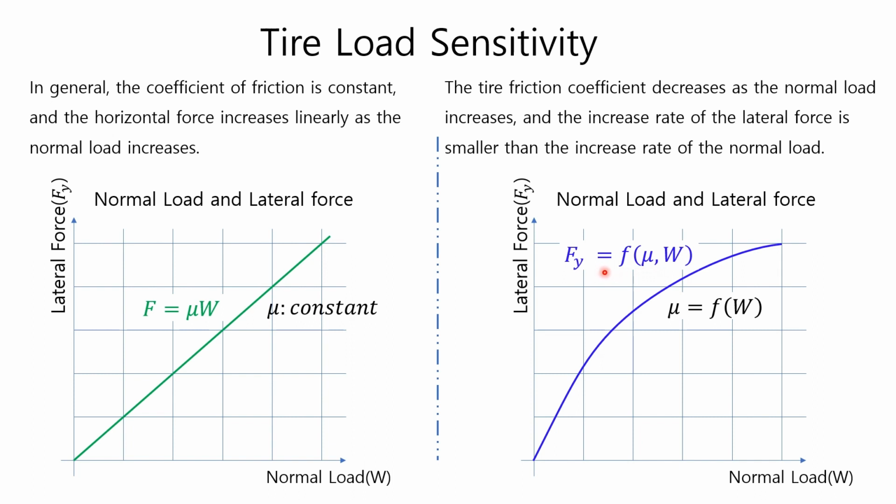As shown in the figure on the right, the increase in the lateral force Fy gradually decreases as the normal load W increases, and the increase rate of the lateral force Fy is smaller than the increase rate of the normal load. In this way, as the normal load of the tire increases, the friction coefficient of the tire decreases, and the increase rate of the lateral force Fy becomes smaller than the increase rate of the normal load W. This nonlinear phenomenon is called tire load sensitivity. Understanding tire load sensitivity is critical to tuning your vehicle's suspension. Tire load sensitivity provides much of the theoretical background in suspension tuning.